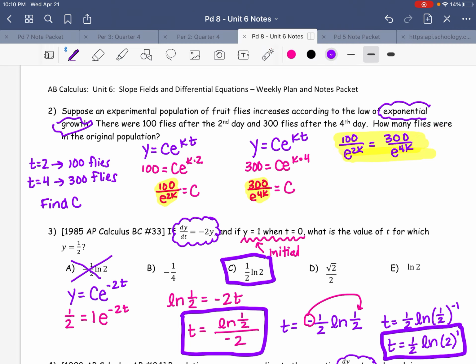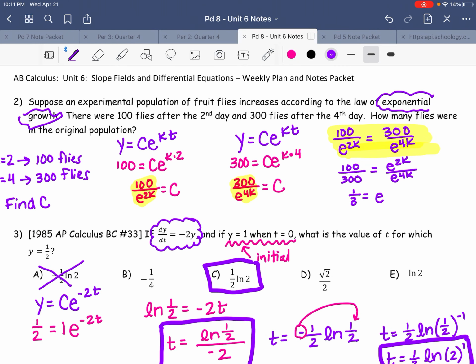So it's going to look like this when I simplify. 100 divided by 300 equals e to the 2k over e to the 4k. Our goal is to solve for k right now, and then we'll go back and figure out what c is. So if I simplify, this left-hand side is 1/3. On the right side, I'm dividing two things with the same base. The base is e. I can keep the base and subtract the exponents. And 2k minus 4k is negative 2k.